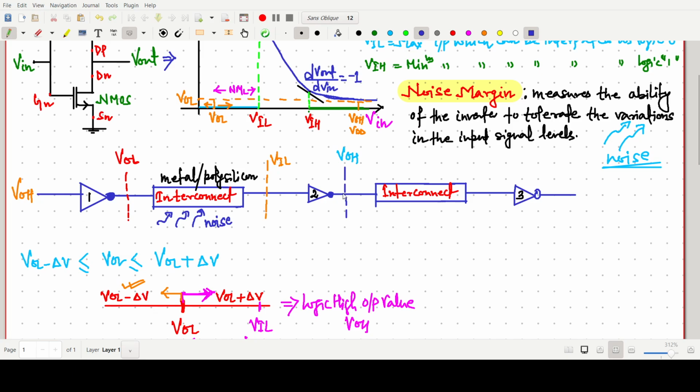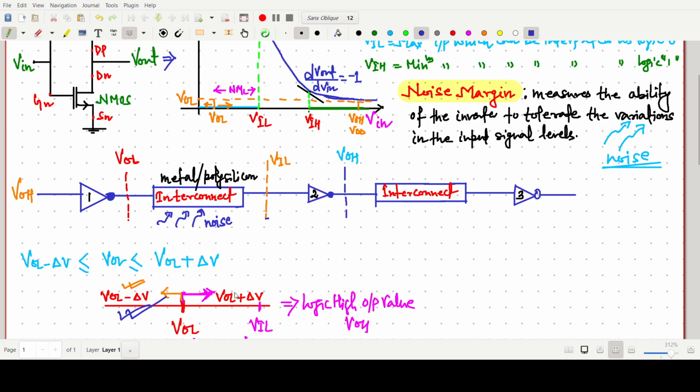This is our desire. So how much input voltage we will have to take, that will give the proper result. After introducing some noise, the output VOL is perturbed to VOL plus some voltage, or VOL minus del V. If it is VOL minus del V, some voltage less, it will give the logic high, that is our VOH. So this part is okay.